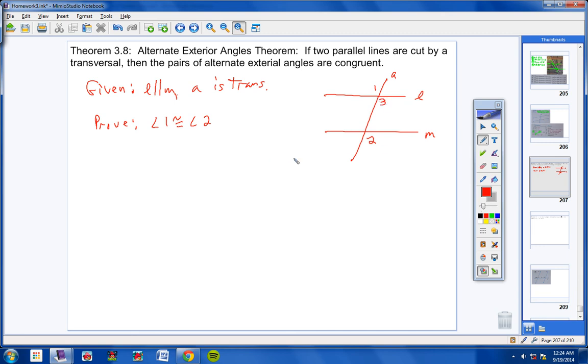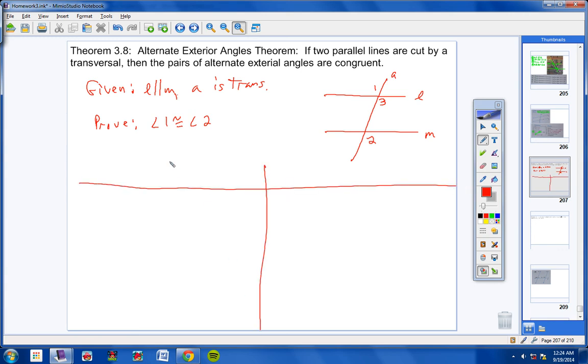Let's brainstorm. Could I not state that 1 is congruent to 3 because they're vertical angles? Definitely. And then could I not state that 3 is congruent to 2 because they're corresponding angles? Definitely. So I have 1 is congruent to 3, 3 is congruent to 2, so I can definitely state that 1 is congruent to 2 by the transitive property. So it's really not that difficult. It's actually a pretty short proof, so I'm going to go really fast here, okay?